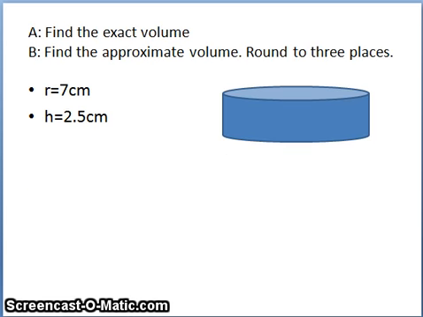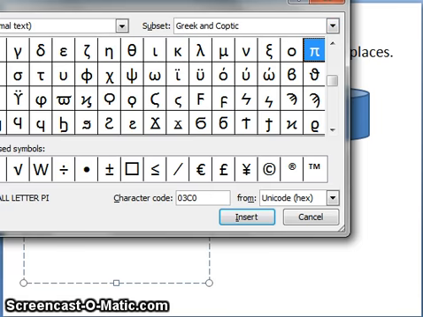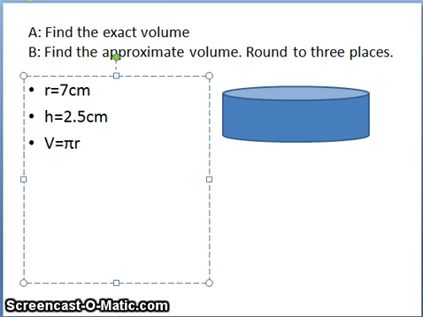Okay, so here's one. Remember, these are just like what's in the problem set. We're going to find the exact volume, find the approximate volume, and then round to 3 places. So we're going to find the exact volume first. First, we need to remember what our formula is for the volume of a cylinder. The volume of a cylinder was the area of the base, which is pi r squared, times the height. That was the volume formula for the cylinder.